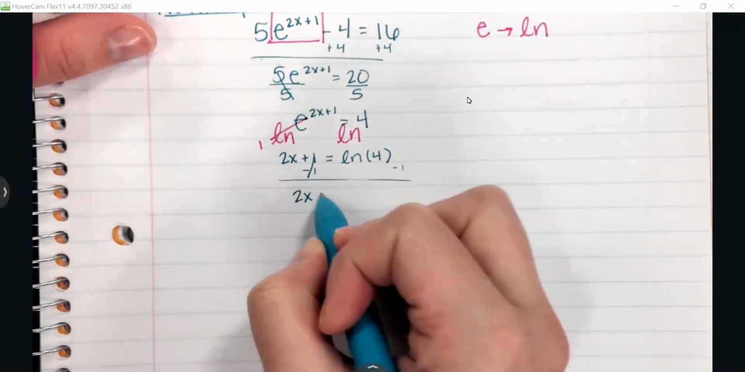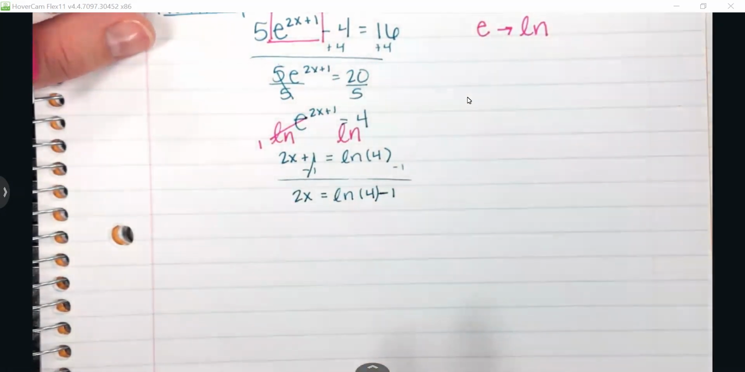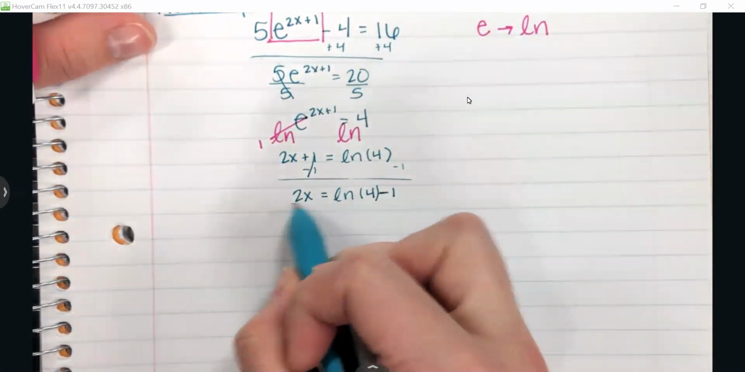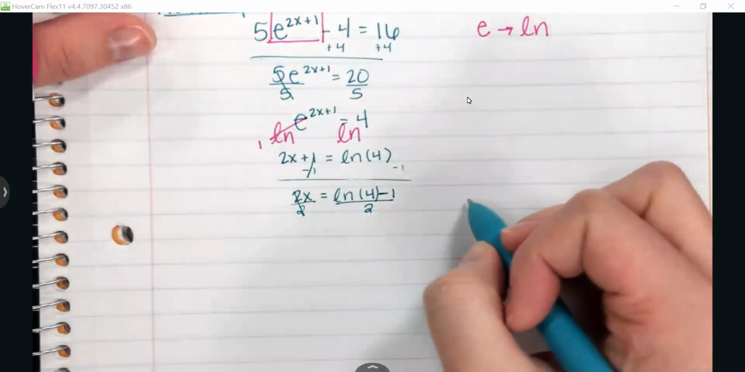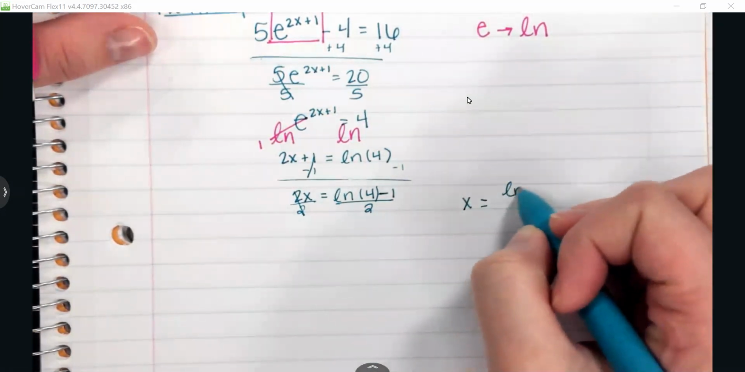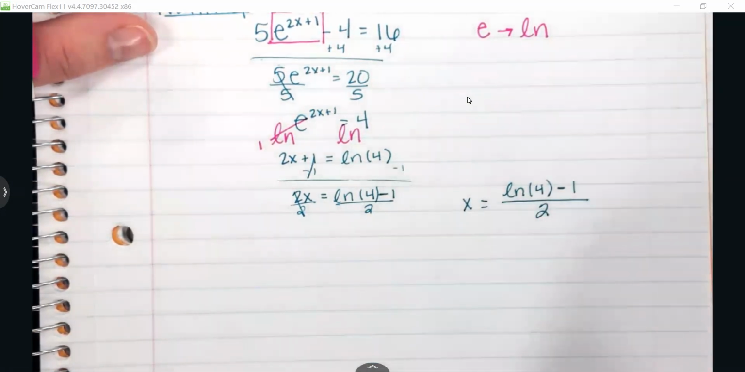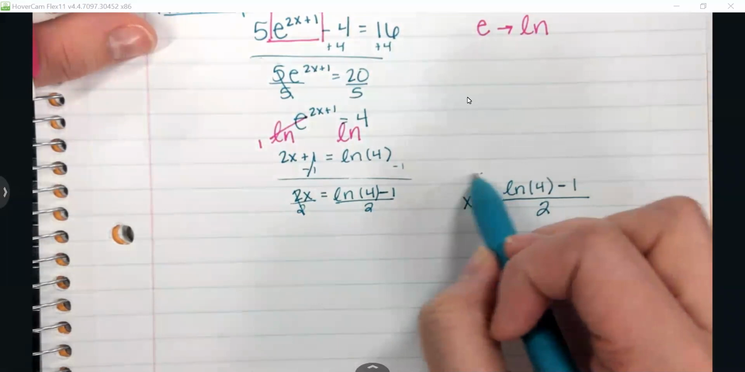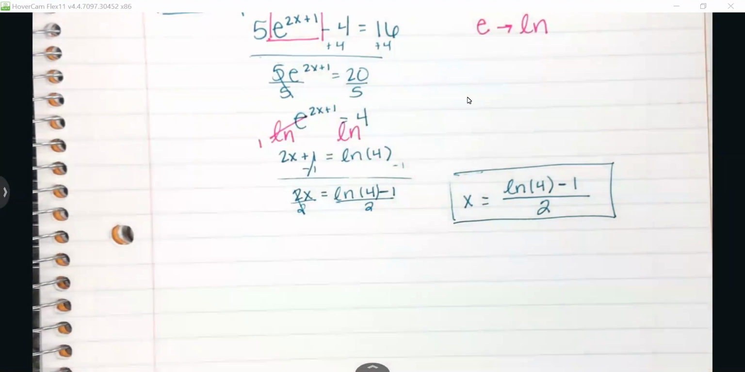To get x by itself, I will subtract 1 from both sides. So I have 2x equals Ln of 4 minus 1. And when I divide by 2, I have to divide everything by 2. So x equals Ln of 4 minus 1 all over 2. There is no way you can simplify any of those numbers because there's a subtraction sign and there's a natural log, the Ln. So you cannot simplify anything in there.